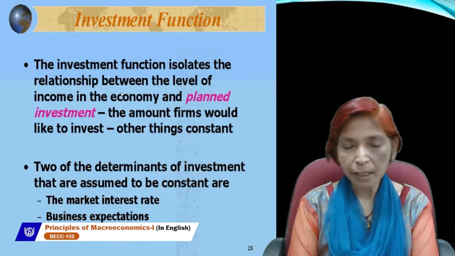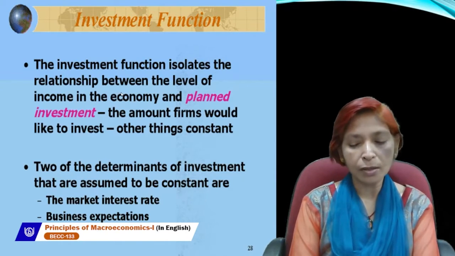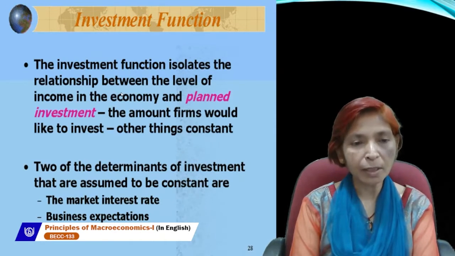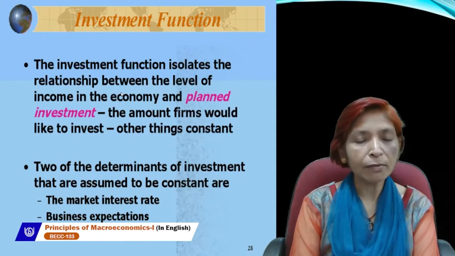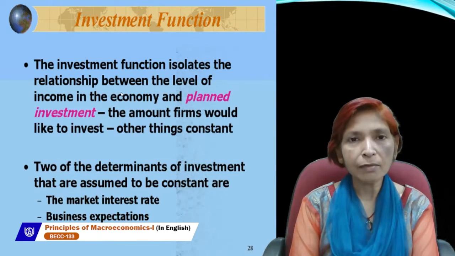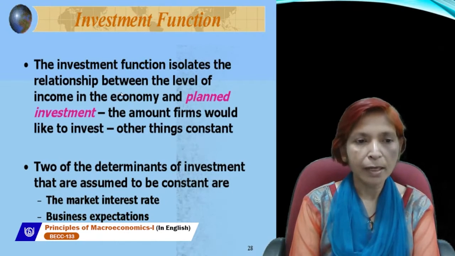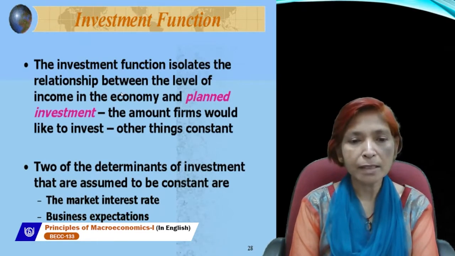The next type is public investment. If the government invests money on development and non-development functions of the economy, that will be called public investment, whose main motive is to provide social welfare, not to earn profit. And private investment is that investment which is made by private entrepreneurs. And the main aim of the private entrepreneur is to earn maximum profit.